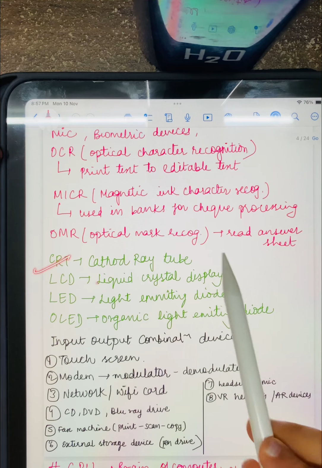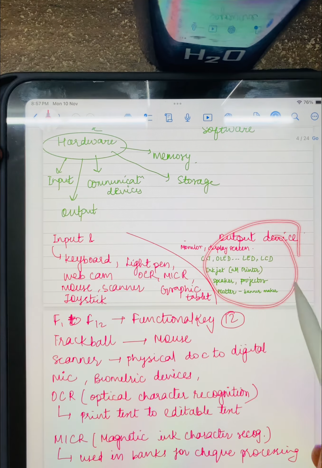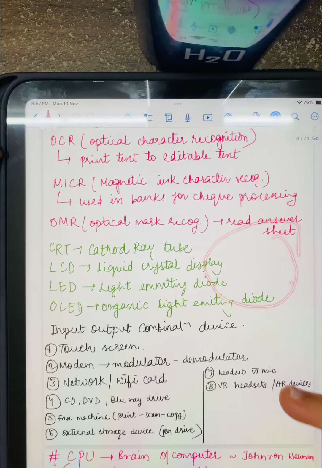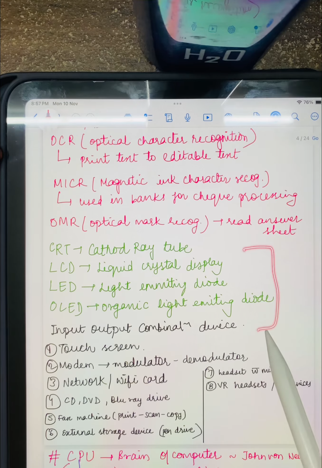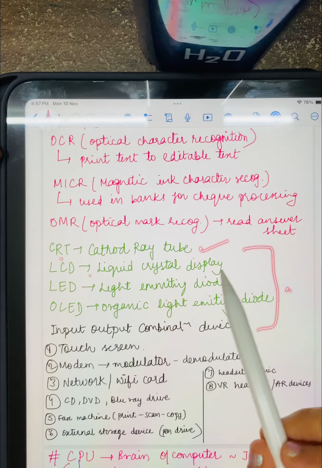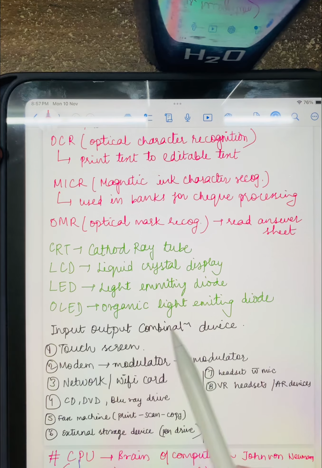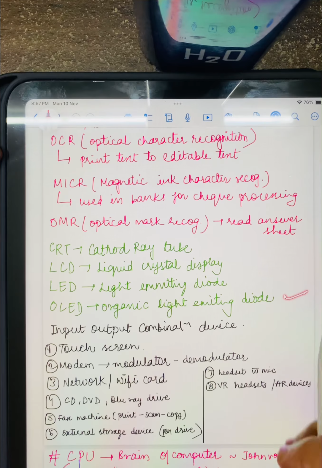CRT, so this is the green colored one, are examples of output devices. Okay, remember this. These are examples of output devices. CRT, cathode ray tube. LCD, liquid crystal display. LED, light emitting diode. OLED is organic light emitting diode.